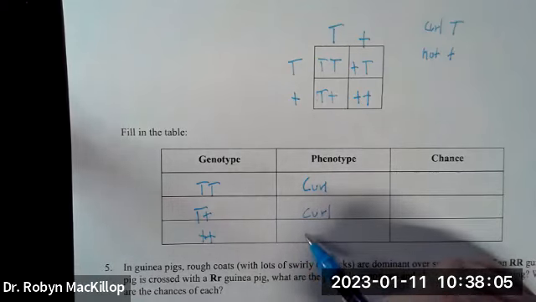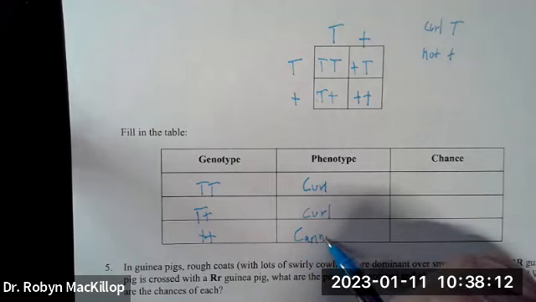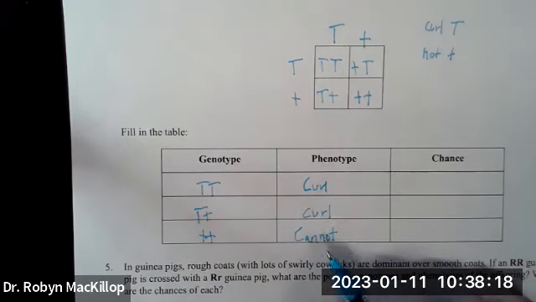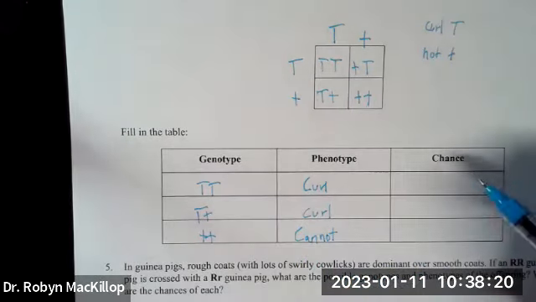This poor kiddo cannot. So while their family is having a tongue curling contest, this kid is sitting there going, this is really dumb. I can't do it. And so somebody needs to tell that kid, it's all genetics. It's nothing to do with you.